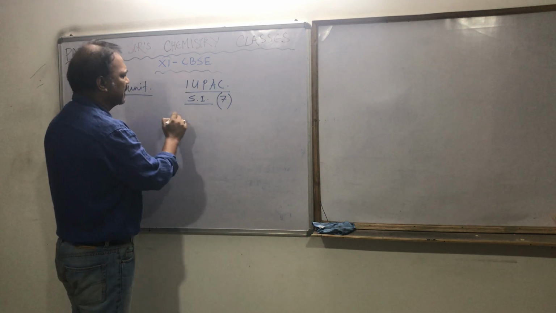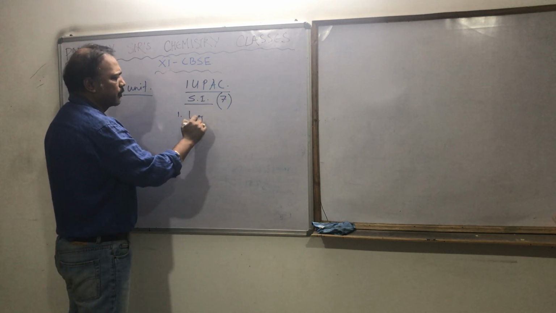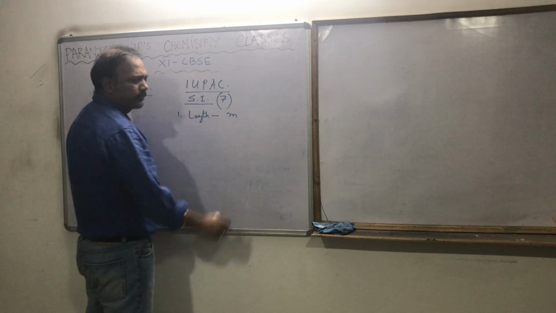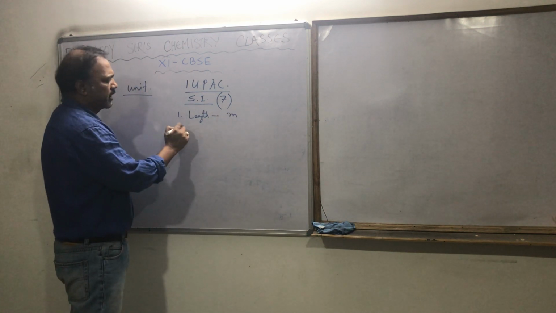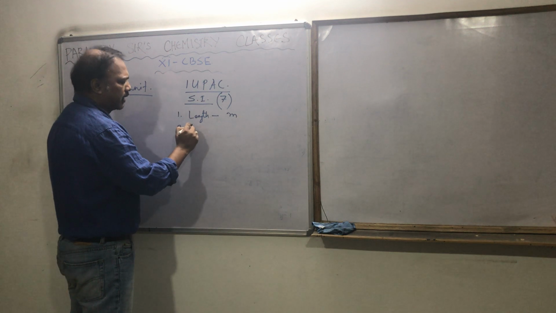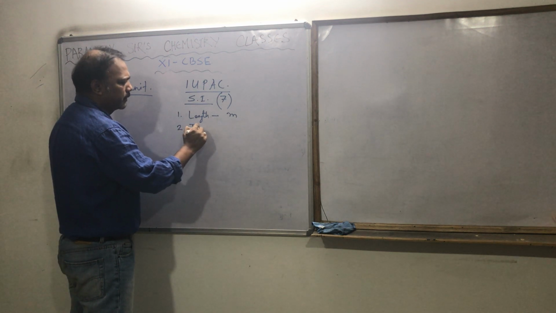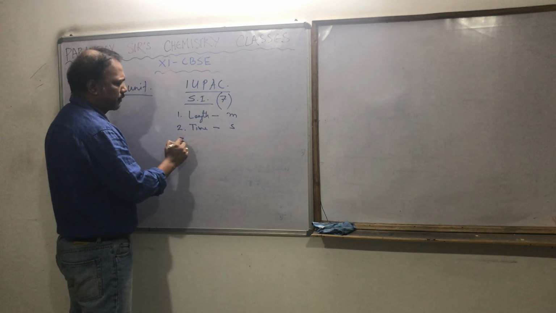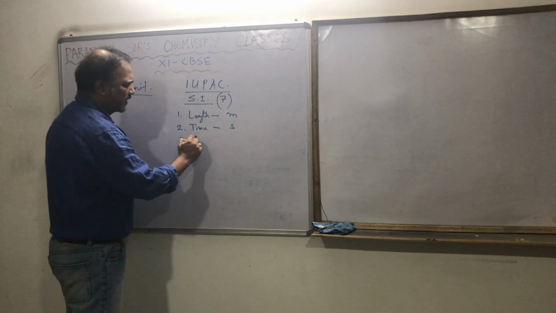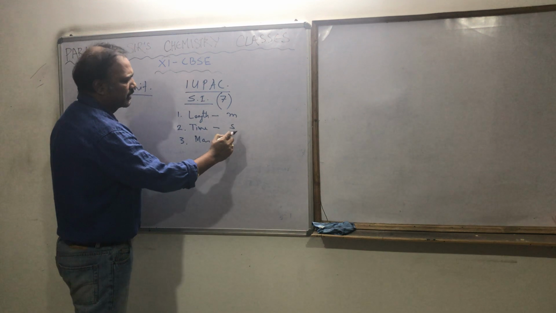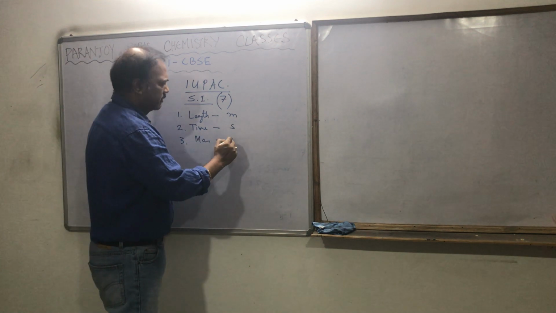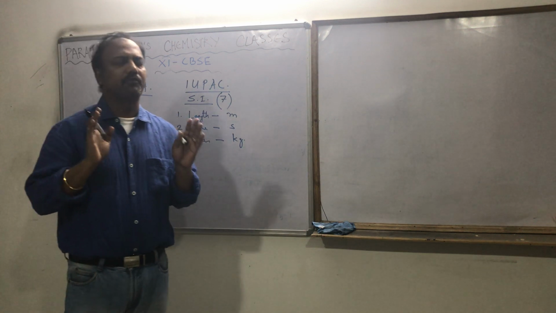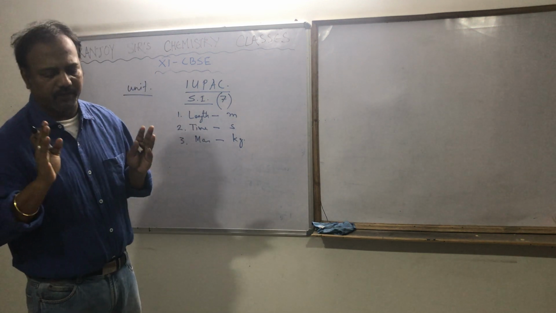standard international units? The first one is length. You must know this. First one is length, that is obviously meter. Then the second one is time, that is second. Third one is mass, that is kg. These 3, all of you know, are the very basic units.